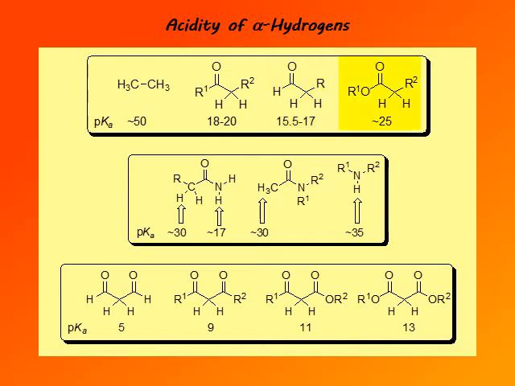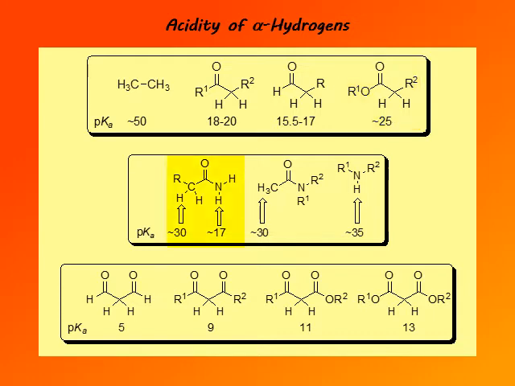Esters have an electron-donating oxygen substituent that considerably reduces electron deficiency of carbonyl carbon, as we have seen in previous chapters, and also reduces acidity of alpha hydrogen. So the pKa value is considerably higher. It's around 25. So it takes a considerably stronger base to deprotonate an ester.